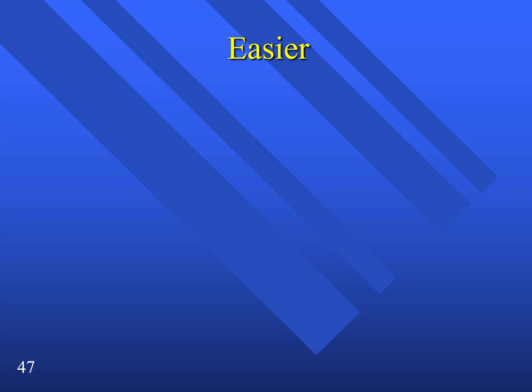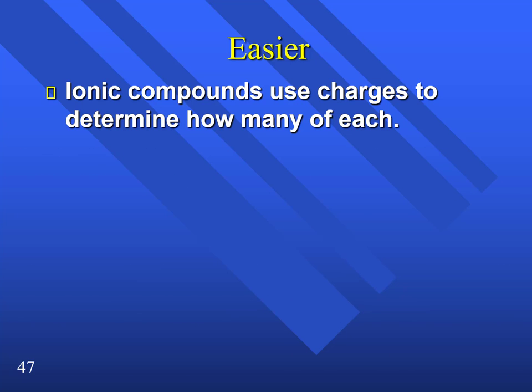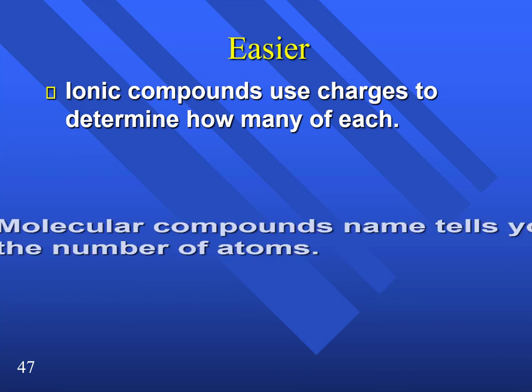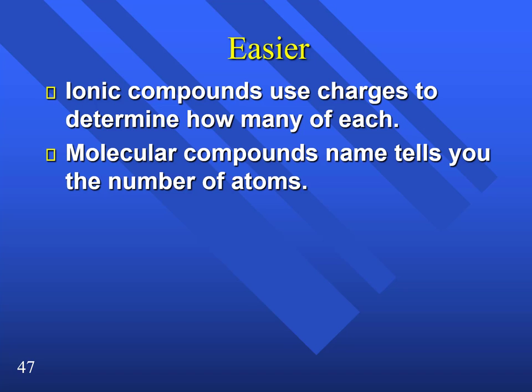how many there is. I mean, the name is going to be like 3 carbons, 8 hydrogens. Could you write the formula if somebody told you the name was 3 carbons, 8 hydrogens? It's pretty close to that. Molecular compounds, the name tells you the number of atoms. It really comes close to saying 3 carbons, 8 hydrogens.